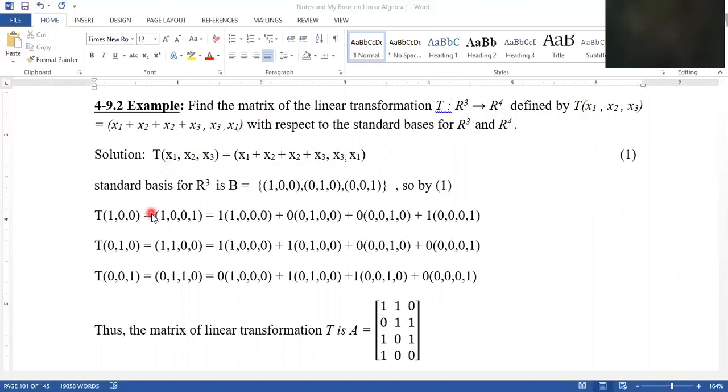So the standard basis for R3 is 1 0 0, 0 1 0, 0 0 1, and the standard basis for R4 is 1 0 0 0, then 0 1 0 0, then 0 0 1 0, and then 0 0 0 1. So we have to put the standard basis of R3 in this linear transformation and write the output as a linear combination of the standard basis of R4.